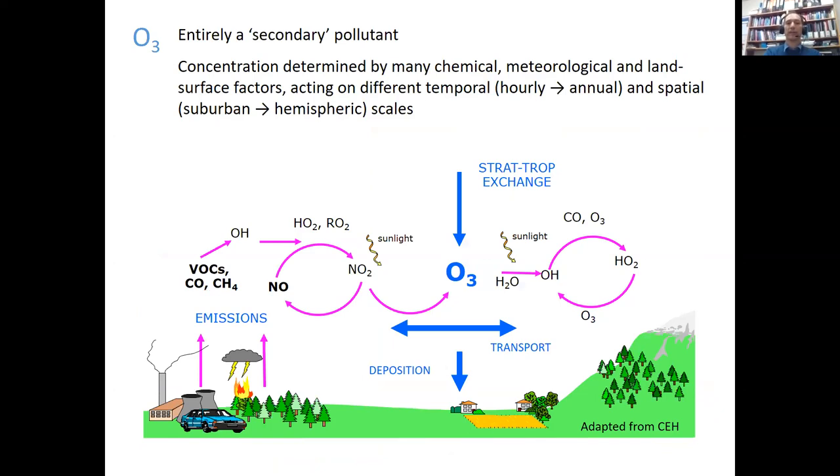Ozone is completely different. It's a completely secondary pollutant. Ozone is not emitted as ozone. It's formed in chemical reactions in the atmosphere. I'm not going to go through any of this chemistry in detail, but just to illustrate that it is quite complicated. It depends on emissions of VOCs and NOx, but it also depends a lot on the meteorology and on the land surface in terms of deposition of ozone. The point here is that these processes are working on very different time scales, and therefore spatial scales, that may vary from a few minutes to a few hours up to annual time scales. So it's a very complicated issue trying to unravel people's exposure to ozone.